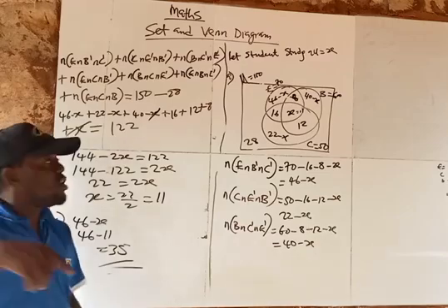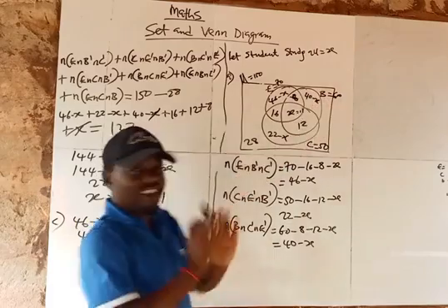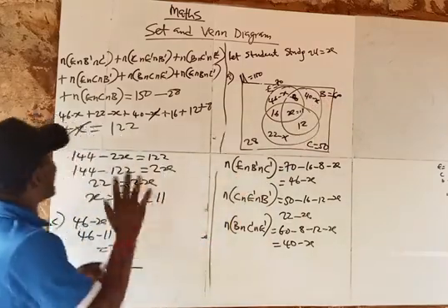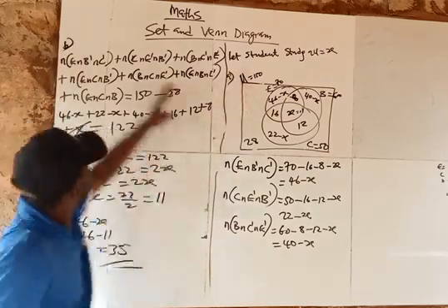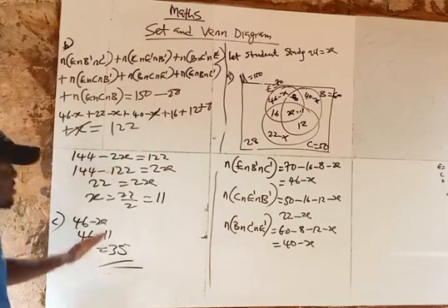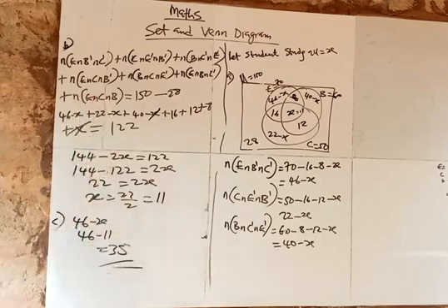Even if you are asked how many students study chemistry only, just use this one. Biology, use this one. That is all. You get it now? So that's how this is solved. This is our A, this is B, and this is C. This is a simple way of solving set and Venn diagram equations.